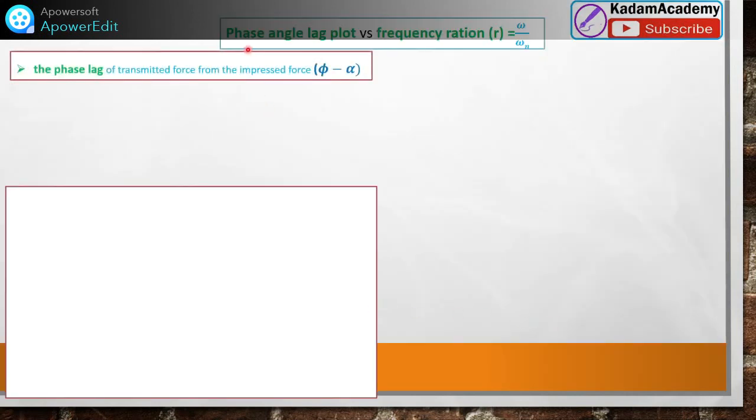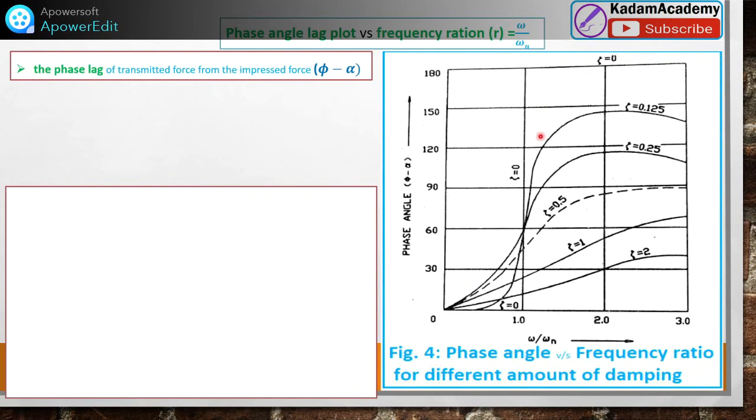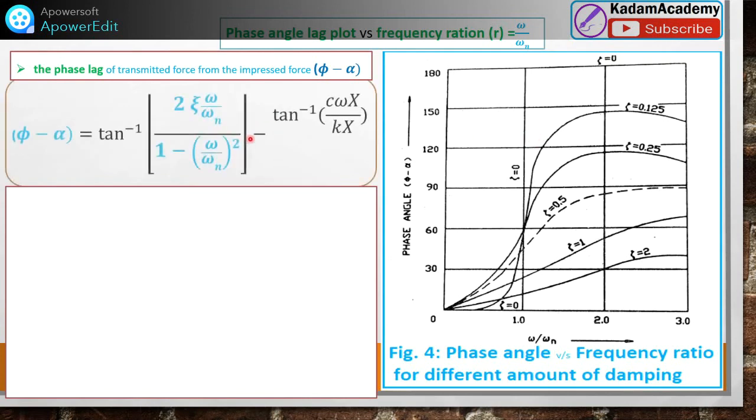So friends, now we will go for the plot of phase angle lag versus frequency ratio. This formula we have discussed. All the curves start from 0 here and tend toward 90 degrees when omega by omega n tends to infinity. Omega by omega n is on the x-axis and the phase angle lag phi minus alpha is on the y-axis, from 0 to 180: 0, 30, 60, 90, 120, 150, 180.